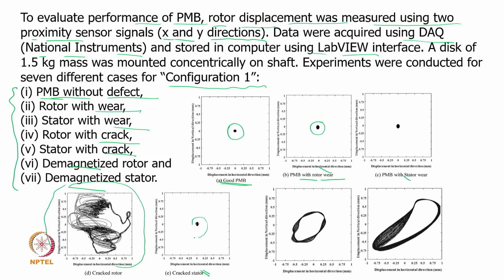In this case you can see the orbit is slightly bigger than the others, but it will take a very long time, many hours, to come to this kind of failure, otherwise there is no problem as such. Coming to the demagnetization of the stator or rotor, particularly in this case, we find a kind of orbit of the rotor and slowly it is progressing.